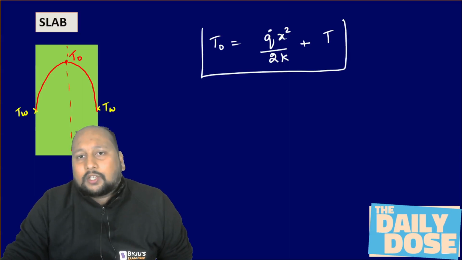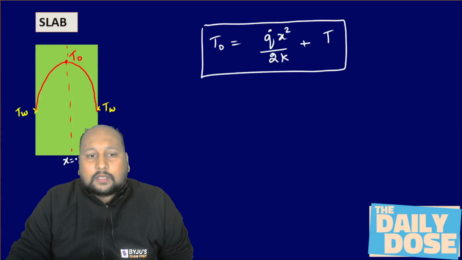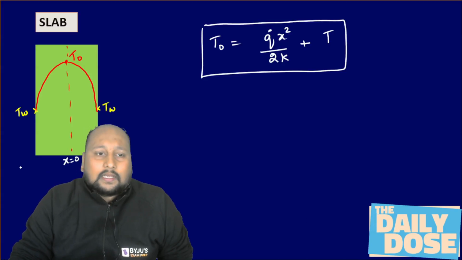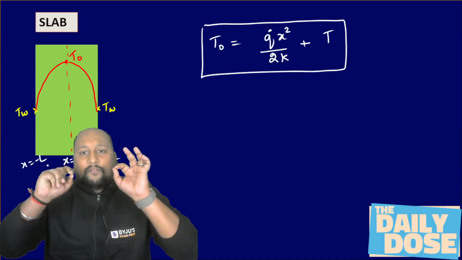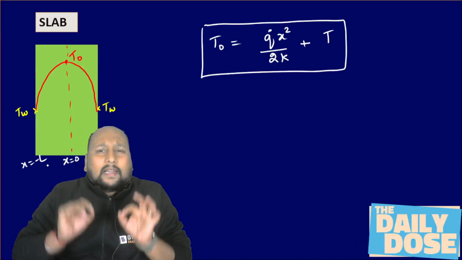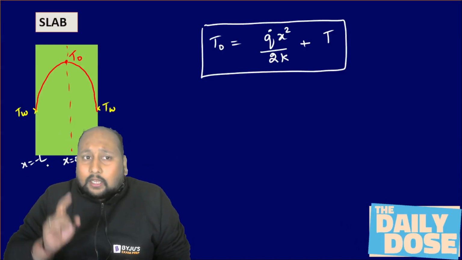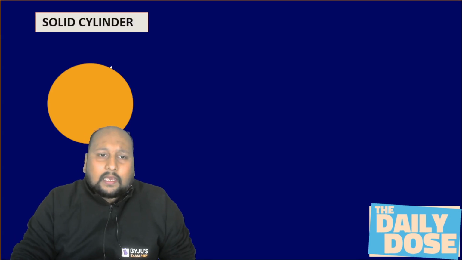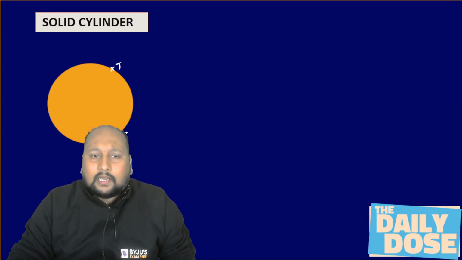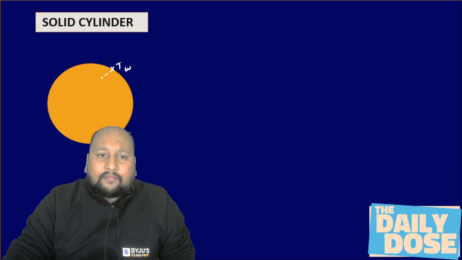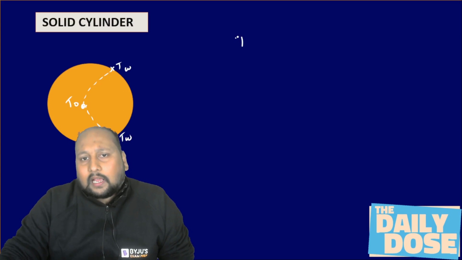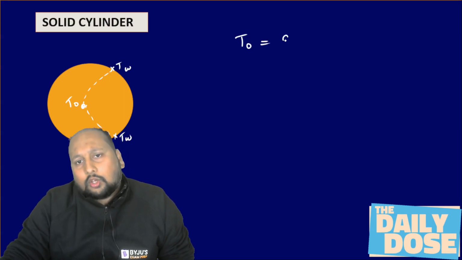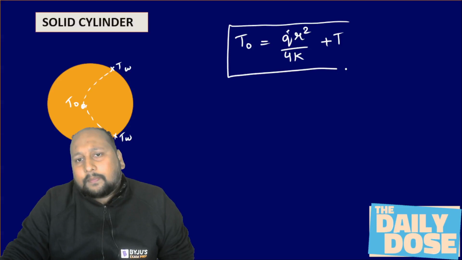That means at any distance x, if I say this is x equal to 0, this is x equal to plus L, this is x equal to minus L, that means if I put x equal to any value, I can calculate at any instant. This is a parabolic profile, right? If I talk about the cylindrical case, if this is the surface temperature TW, definitely in this case also the maximum temperature will be at the center line, that is T naught. Here also, T naught is equal to q dot r square by 4k plus TW, right? That means at any distance r.